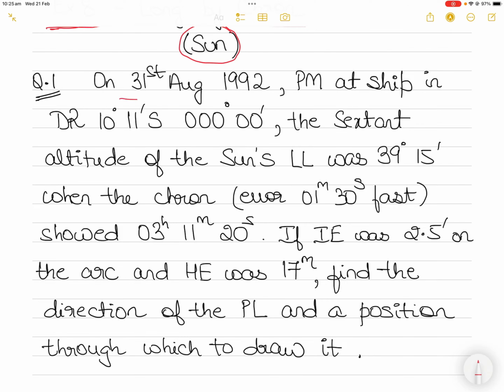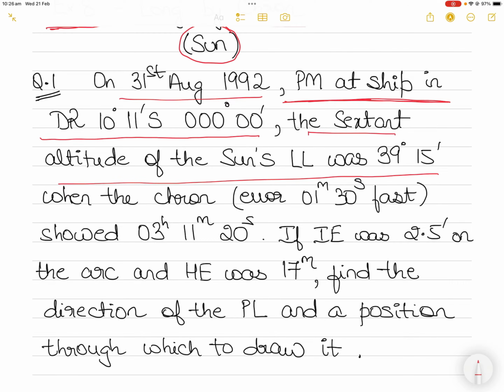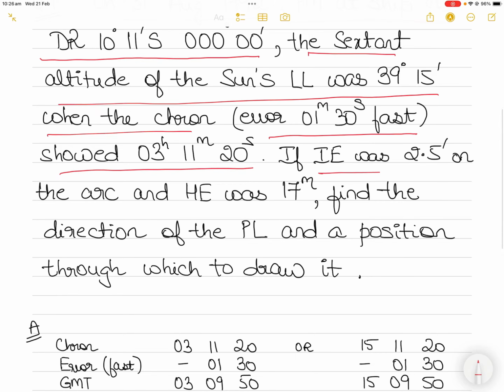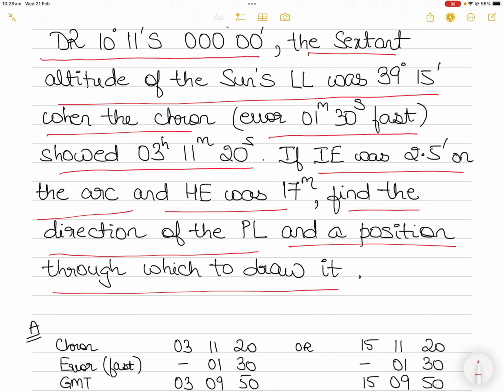The question is on 31st of August 1992. It's PM at ship. That means it's evening at the ship, post 12 o'clock in the afternoon, and the dead reckoning position is 10 degrees 11 minutes south and 0 degrees longitude. The sextant altitude of the sun's lower limb was 39 degrees 15 minutes and the chronometer was running 1 minute 30 seconds fast. The time shown on the chronometer was 3 hours 11 minutes and 20 seconds. If index error was 2.5 minutes on the arc and height of eye was 17 meters, you have to find the direction of the position line and a position through which to draw it.